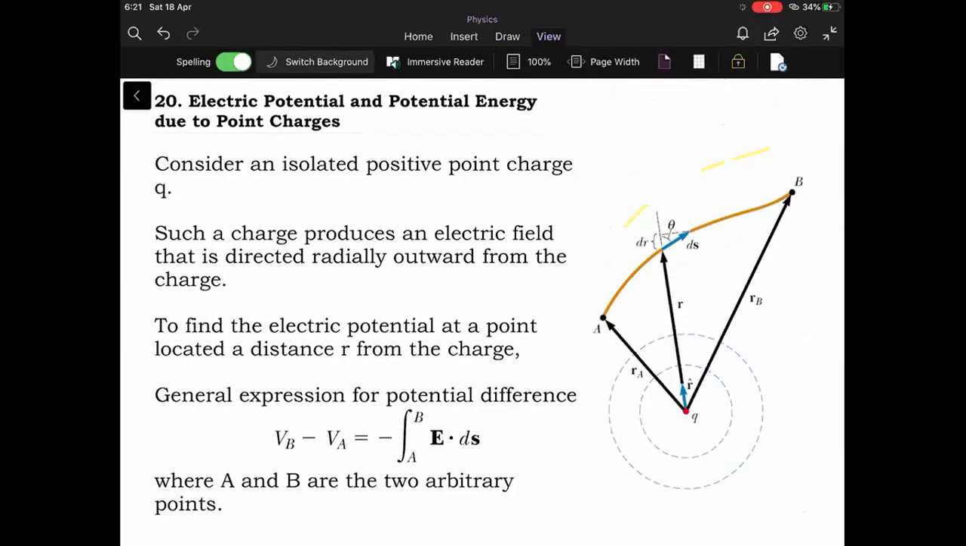Now let me explain you this derivation first. This is all about finding the electric potential for a point charge at a point which is in its vicinity. Okay, so we will make use of the fundamental equation that we had derived yesterday, which is this one.